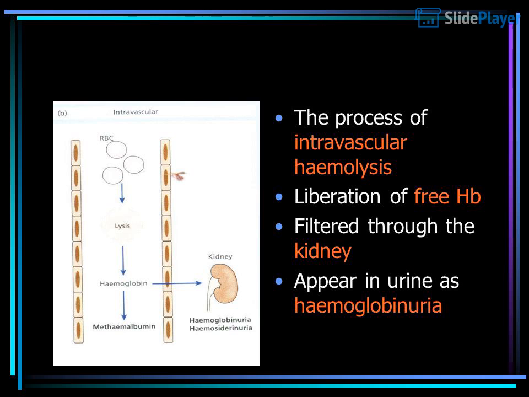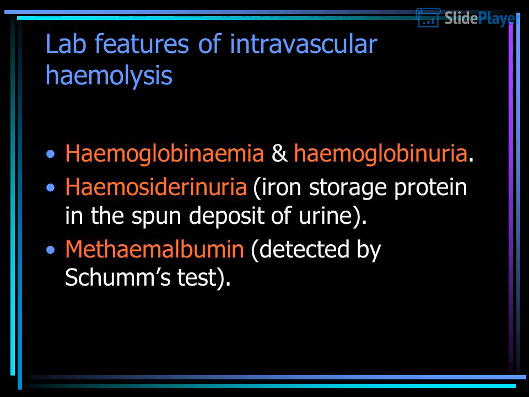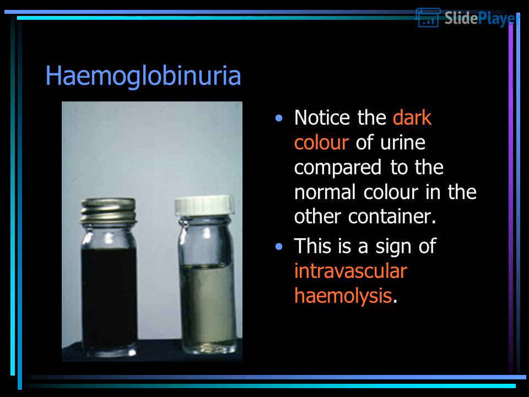The process of intravascular hemolysis: liberation of free Hb, filtered through the kidney, appearing in urine as hemoglobinuria. Lab features of intravascular hemolysis: hemoglobinemia and hemoglobinuria. Hemosiderinuria, iron storage protein in the spun deposit of urine. Methemalbumin, detected by Schumm's test.